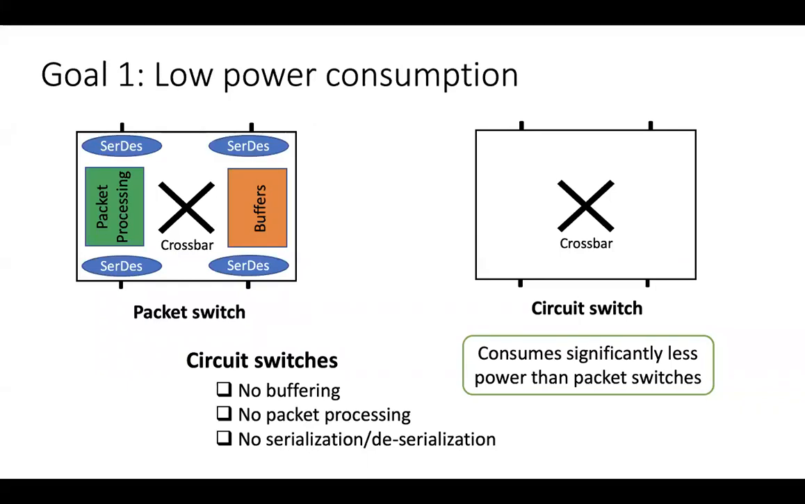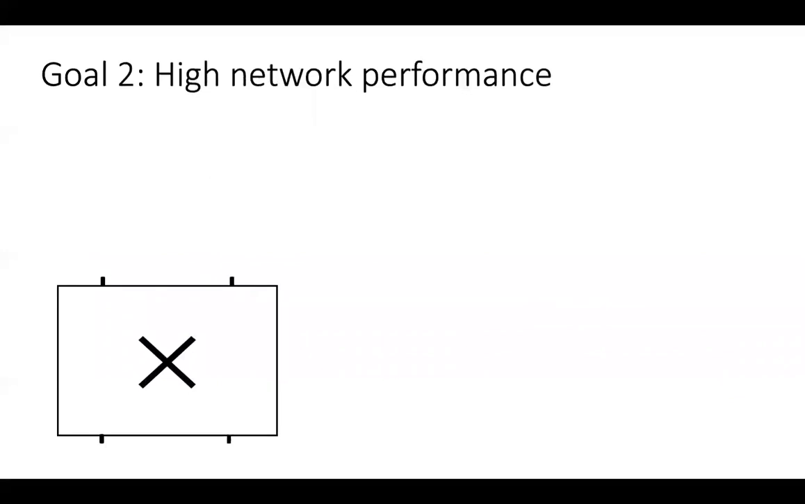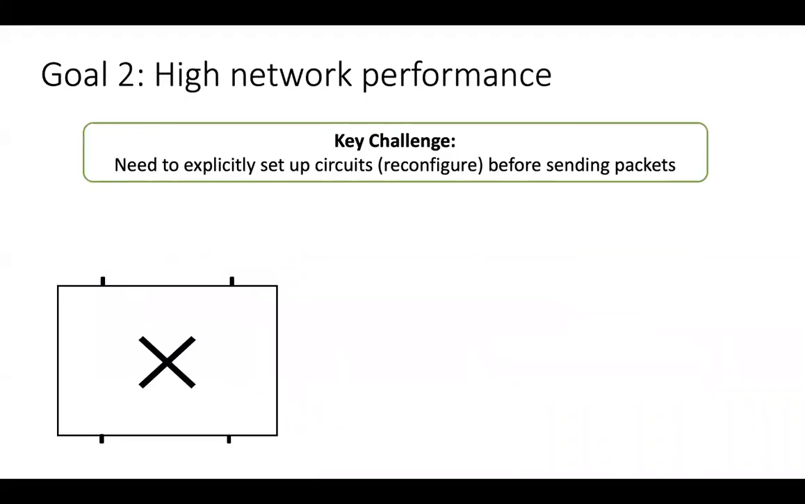But what about performance? Well, it turns out that the simplicity of circuit switches is really a double-edged sword. While the simplicity enables low power consumption, it also means that you have to explicitly set up circuits before sending any packets over the switches. If you contrast it with packet switches, in packet switches this decision is made inline, as the packets are processed, to decide where you should forward those packets. In circuit switches, you cannot do the packet processing anymore. So you have to first set up the circuits before you can send any packets. This process is also known as reconfiguring a circuit switch.